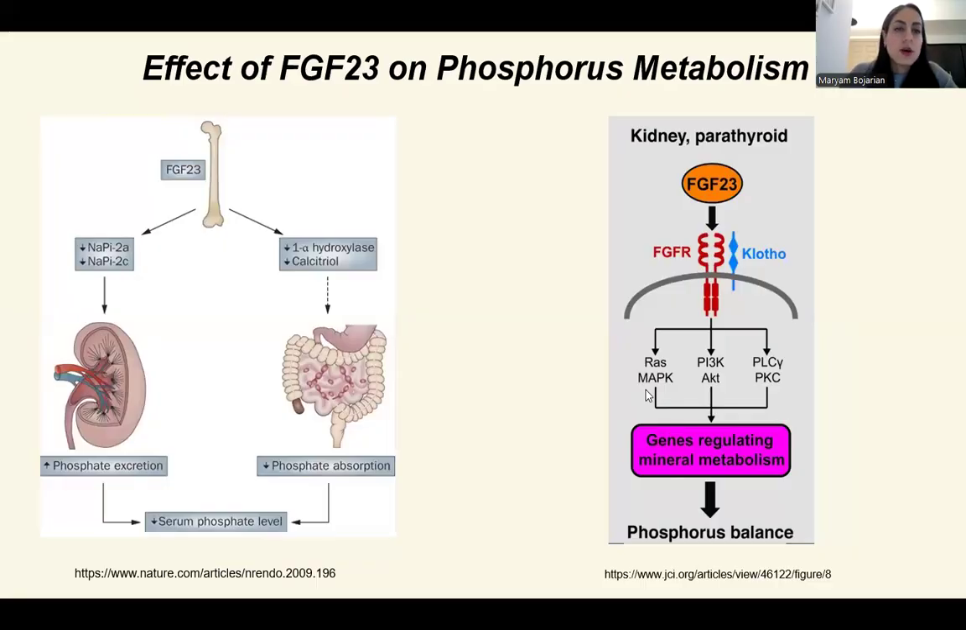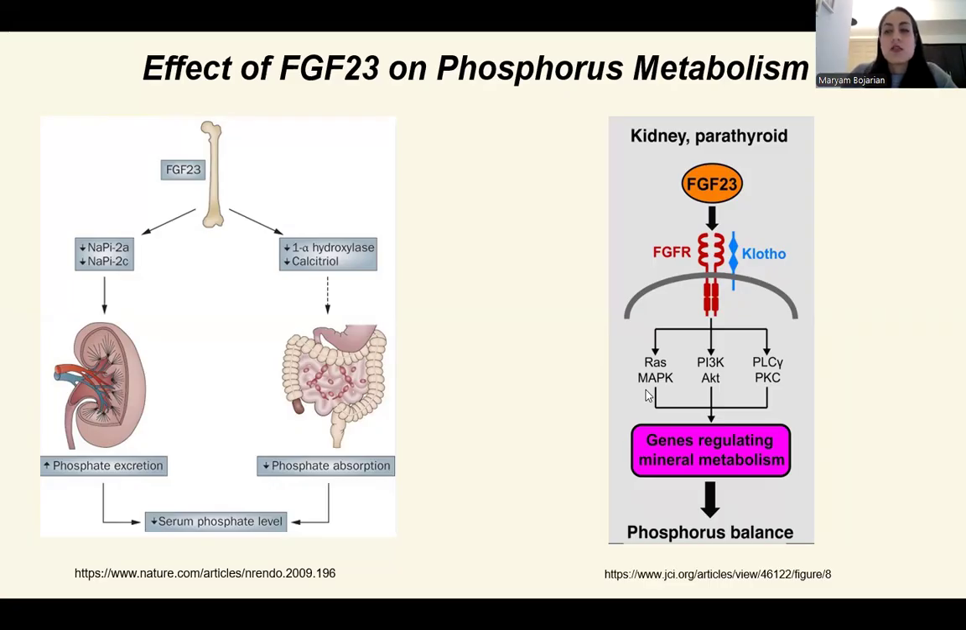I would like to talk about the effect of FGF23 on phosphate and calcium a little more. We have a protein named alpha klotho. So alpha klotho and fibroblast growth factor 23 are two key hormones that function together to regulate phosphate and vitamin D metabolism.